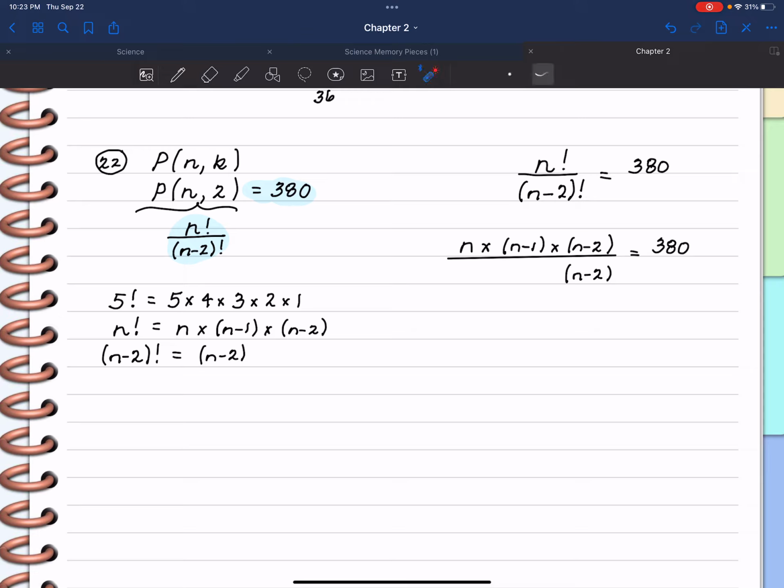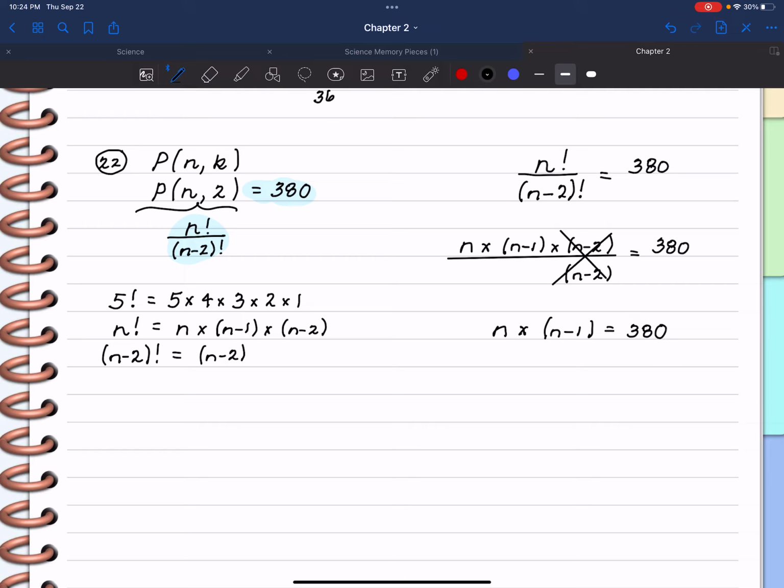Normally with these problems, we're trying to simplify this. But in this situation, we're stretching it out. We're expanding it. And here's why. Because once I expand it, look at what I can do. I can cancel that bottom term away. So that simplifies to n times n minus 1. And I think I'm going to go ahead and leave it in this form because I want to show you something here. N times n minus 1 is 380.